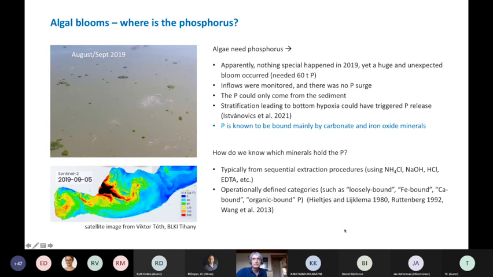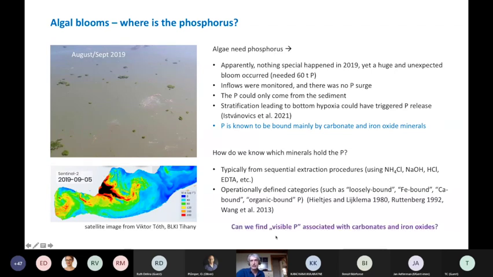And we know that phosphorus is mainly bound by carbonate and iron oxide minerals in this lake. But how do we know that? Well, typically from sequential extraction procedures. There are many, many ways of doing this. People use these reagents to get phosphorus out of sediment, and then they use these terms like loosely bound, Fe bound, calcium bound. And actually, this paper is a review of all these techniques that are being used. But when you think about it strictly mineralogically, it is not very satisfactory to say that this is calcium bound and organic bound.